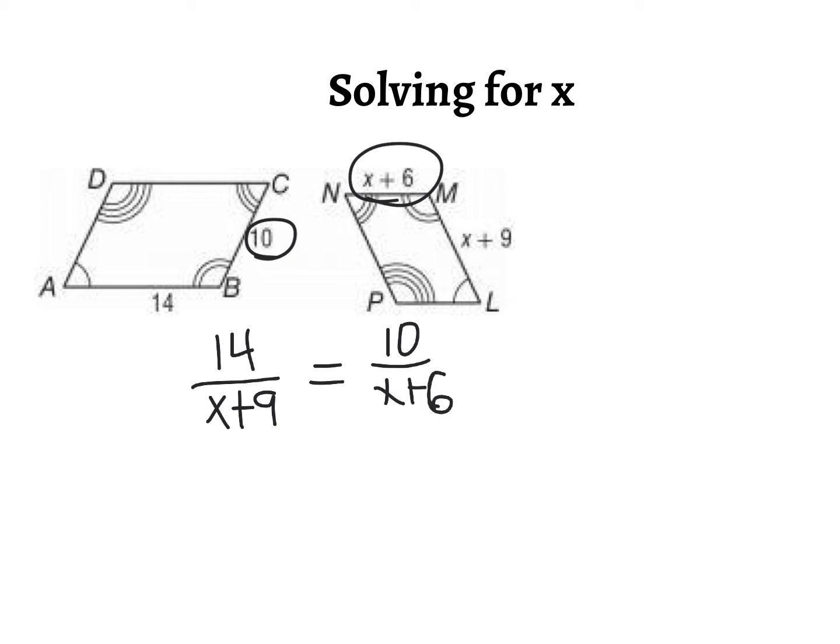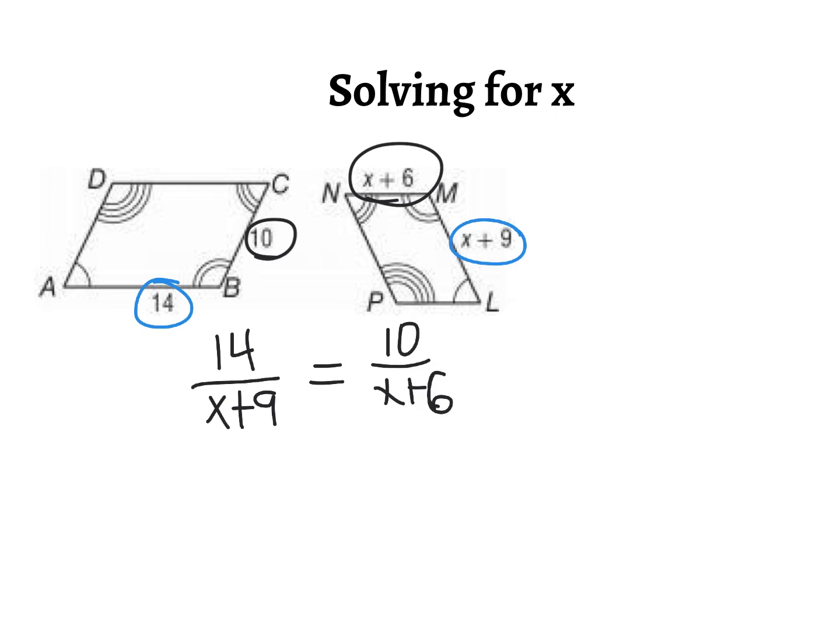Because these two figures are proportional, they're similar. And because they're similar, they're proportional. So you can create a proportion with the sides that correspond. As long as you know what sides correspond with which sides, based on the angles or the measurements or the letters, you can then make a proportion and solve for x.